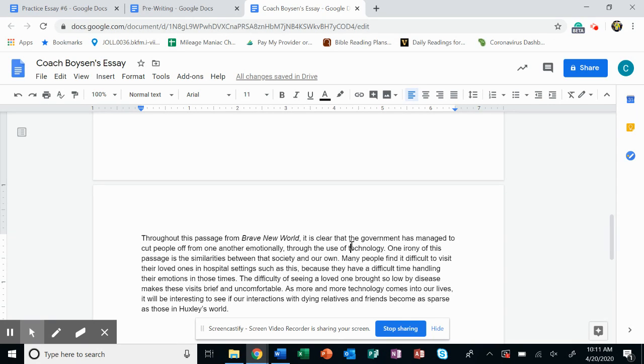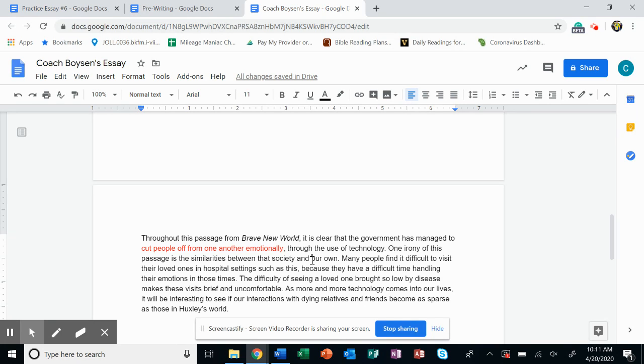Throughout this passage from Brave New World, it is clear that the government has managed to cut off people from one another emotionally. Now, again, I could have varied my word choice a little bit more. That's probably the thing I'm least happy with. But I put myself on a time clock, much like you guys have to put yourselves on a time clock to pre-write and write through the use of technology.